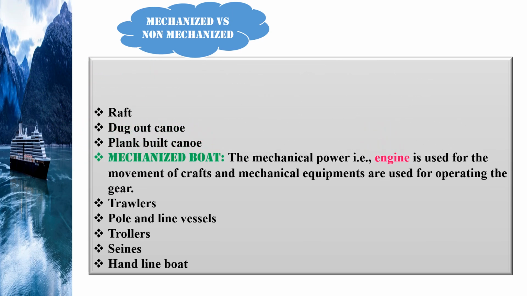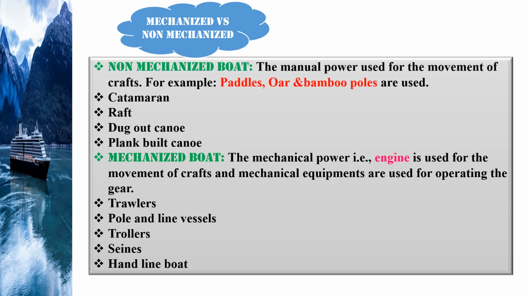To achieve the high speed of fishing crafts and also to capture more number of fishes in shorter period, the movement of fishing crafts is done by engine. Note down the examples of mechanized boat. On the other hand, the non-mechanized boats is also known as indigenous boats. The movement of fishing crafts is done by paddles. Note down the examples of non-mechanized boat.